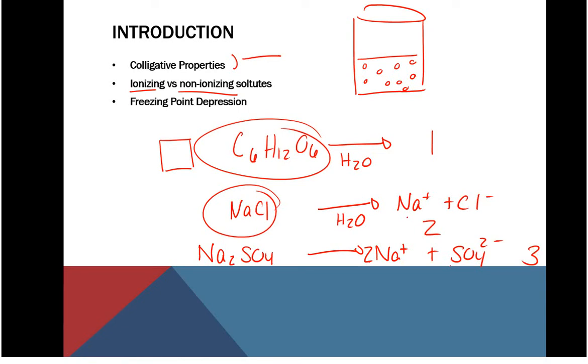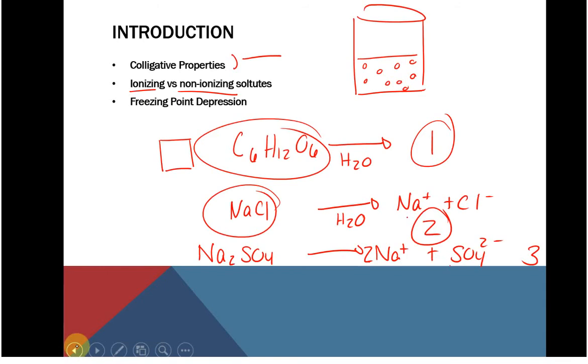Now, because we care about how many and not the identity, we have to take into account this factor of how many things are present. And so this is called the Van't Hoff factor. So for us, this factor, or i, is going to be how many of our particles are in solution. So just kind of keep that in mind as you're working through the lab this week.